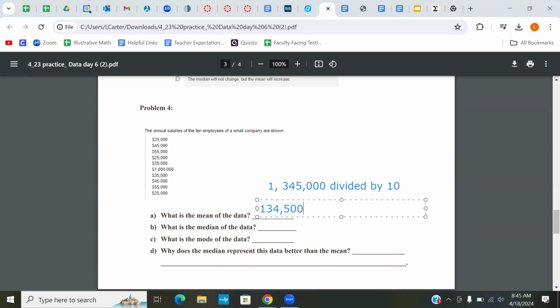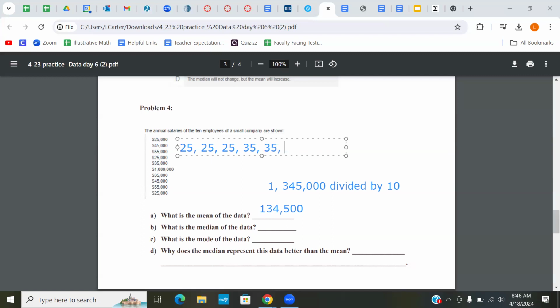Now the median of the data. If you line them all up, which you really need to do in this case, so 25, 25, 25, 35, etc., on up to 1 million. The median of the data is going to be 40,000. I'm going to show you why. I'm going to type this in like this. Let me get a new text box here. I'm just going to type in the thousands. So there's 25. I see another 25. I see another 25. 1, 2, 3 25s. See a 35.